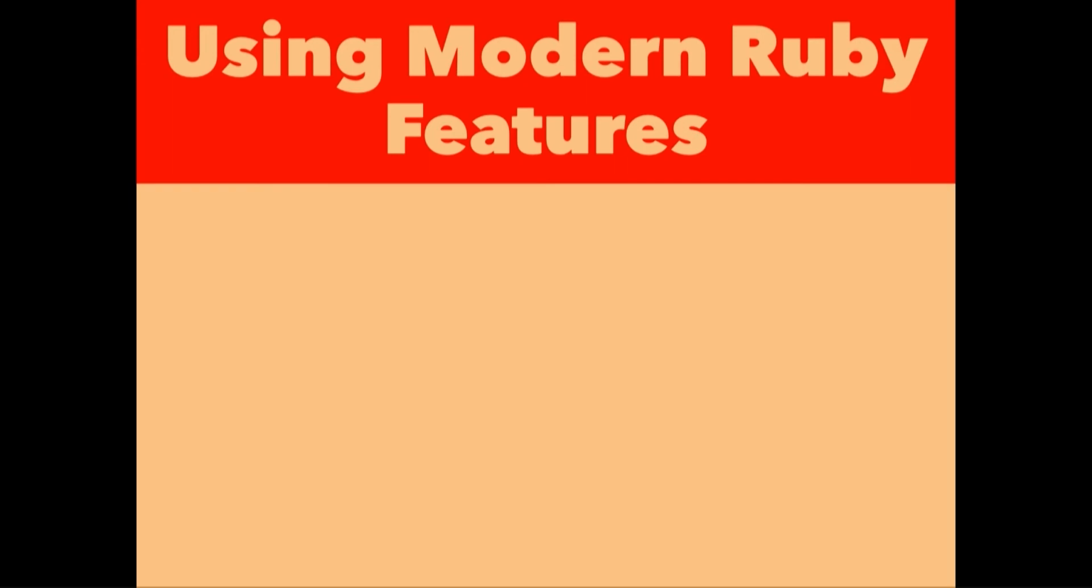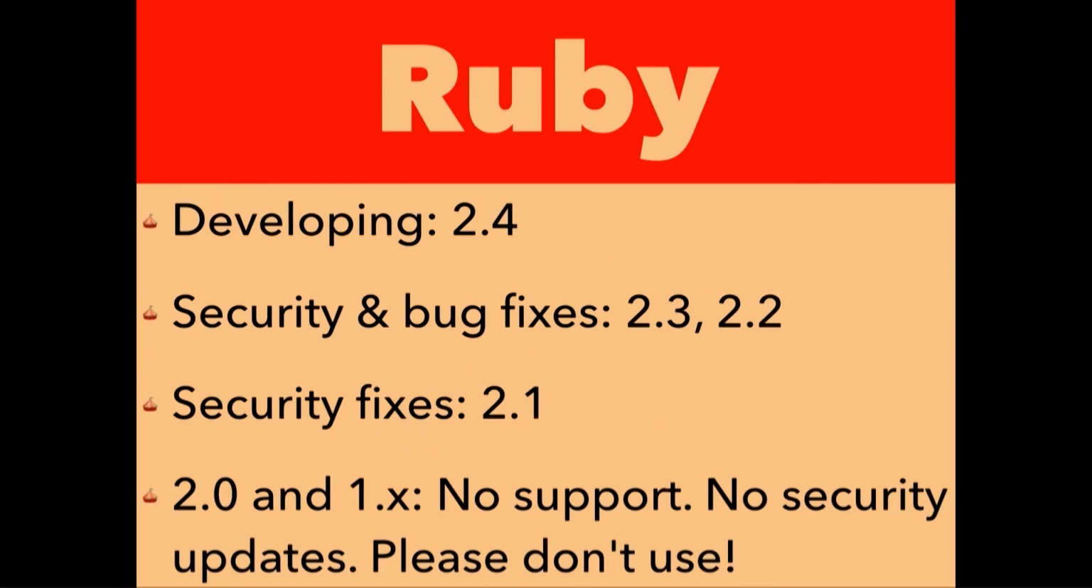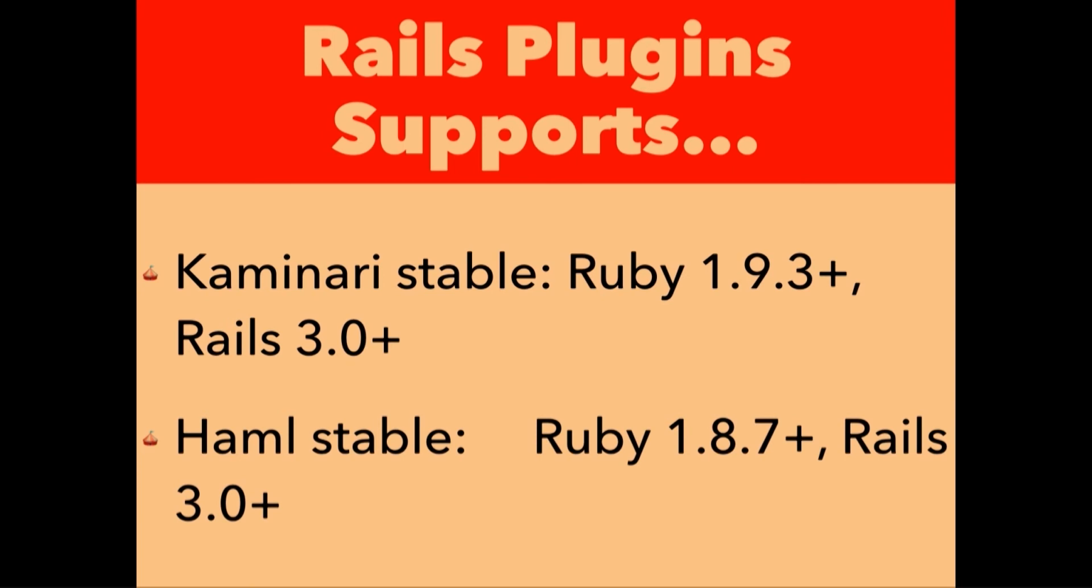The next topic is using modern Ruby features. What I call modern Ruby is basically 2-3 generations. Ruby and Rails support only 2 or 3 generations. So we're developing Ruby 2.4, and we're still supporting 2.3 and 2.2. We make only security fixes on 2.1, and versions older than these are not supported, so please don't use them. Right? 5 minutes, okay. This is the Rails versions. We're not supporting 4.0 or 3. Okay, I'm going to skip this.